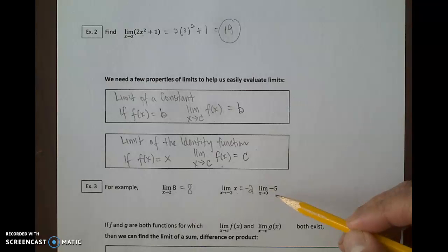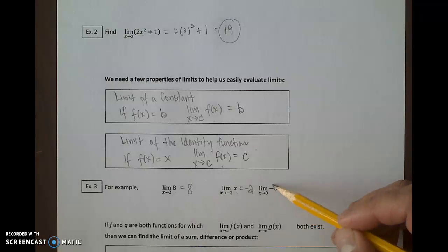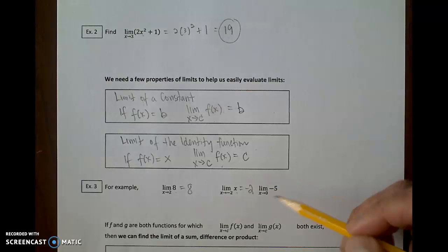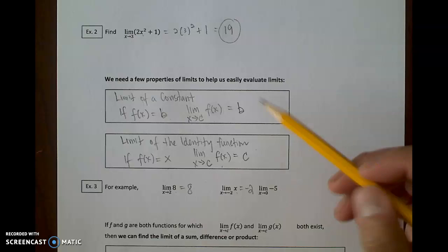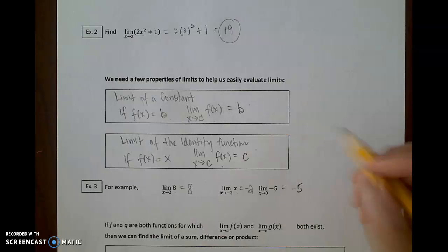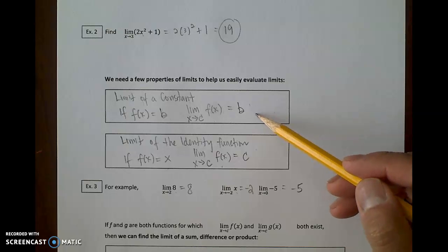Finding the limit as x approaches 0 for this function, which is defined by this value of -5. That's a constant. So that's the limit of a constant. So that would equal -5 according to this property.